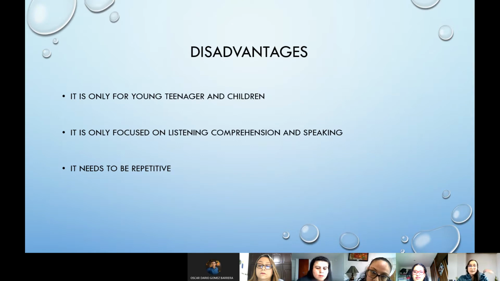It could be an advantage and also a disadvantage because, as I was telling before, the children need to repeat some activities or some words for learning better. So it could be positive in one part, but on the other hand, it could be a disadvantage because not all children think or have the same behavior. So for that reason, it could be a disadvantage too.